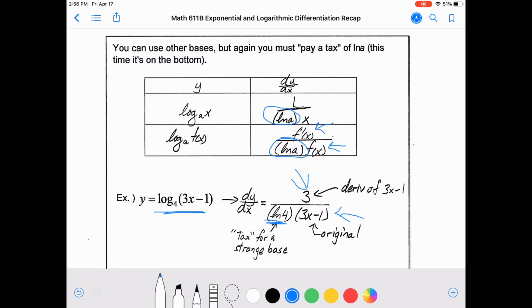Now this song is good for differentiating logarithmic functions. It's super catchy, but don't start using it for everything, like polynomials or something. It's just for logarithmic functions.